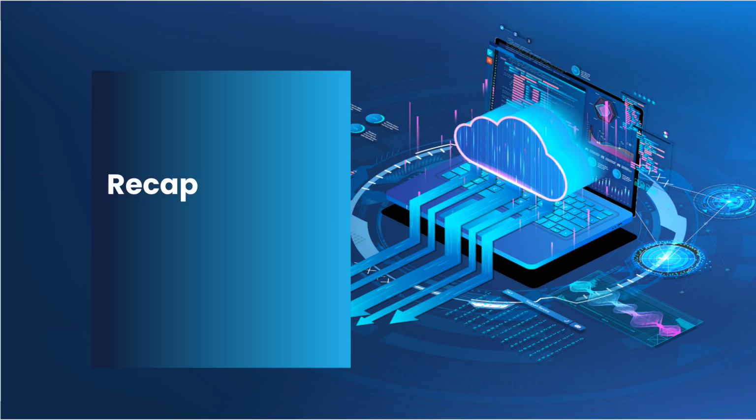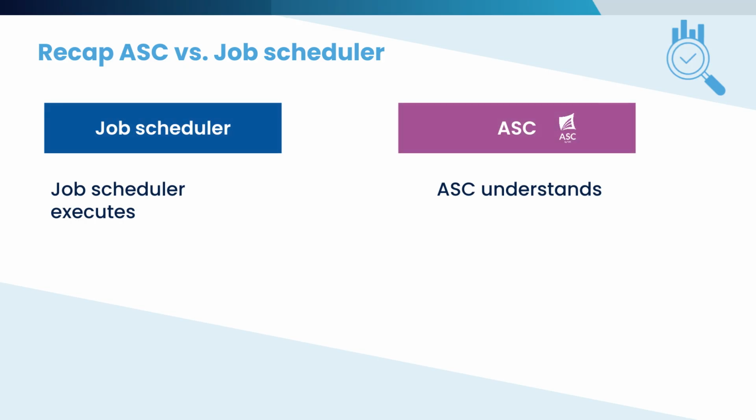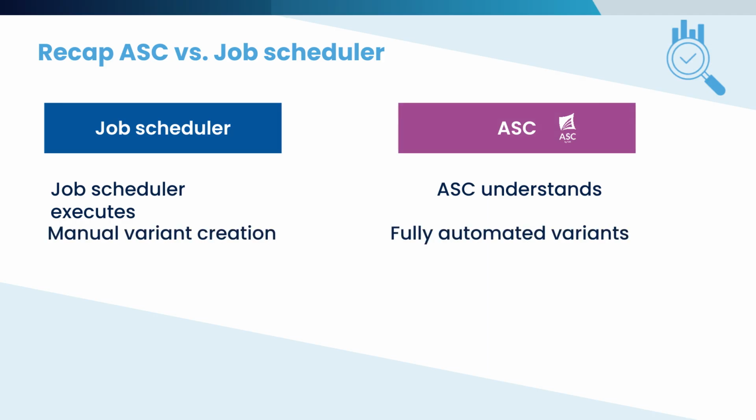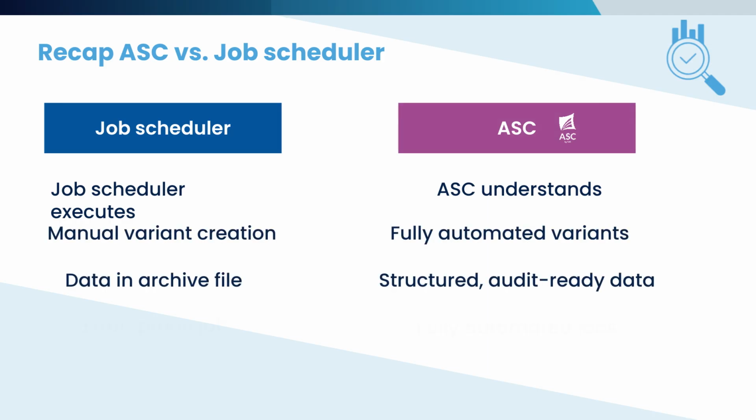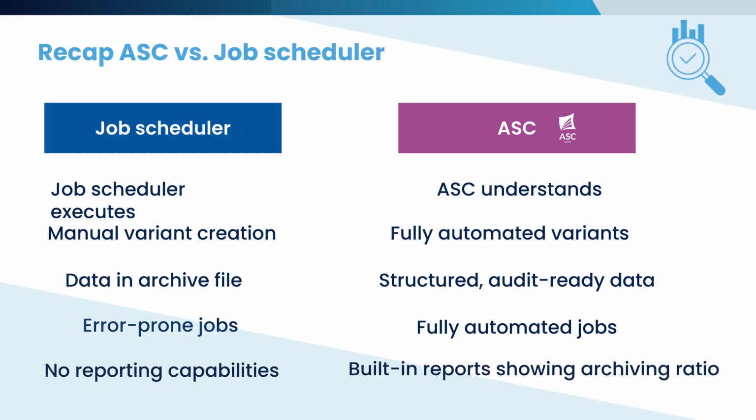Let's do a final recap. In summary, a job scheduler is a generalist tool, while the Archiving Sessions Cockpit is a specialist. It transforms SAP archiving from a technical task into an intelligent job. By automating the heavy lifting of variants, notes, and dependencies, our clients consistently reach archiving ratios of 95% or higher while significantly reducing their TCO.